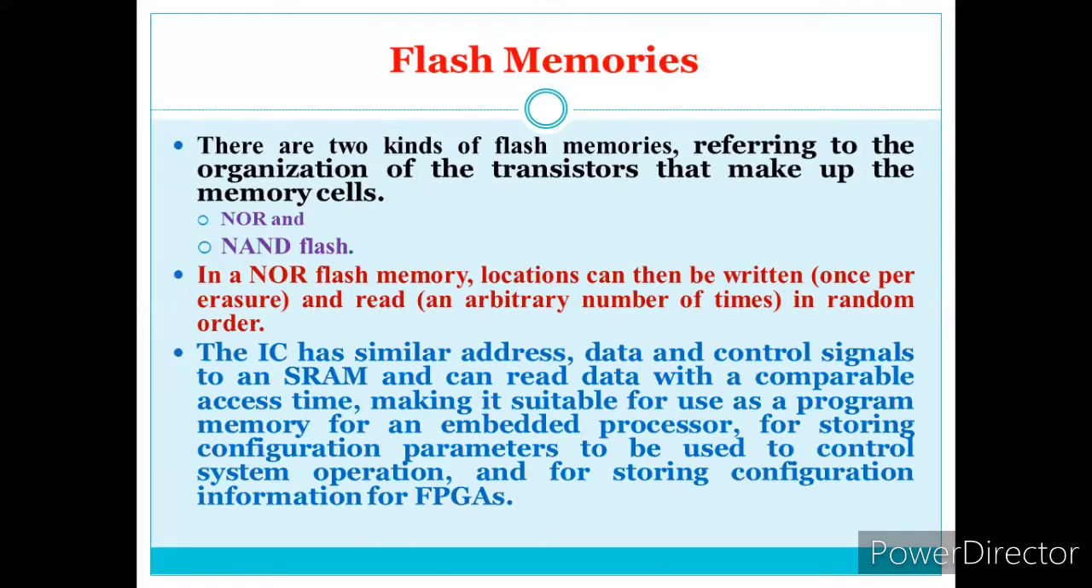The IC has similar address, data and control signals to those of an SRAM itself, and can read the data with comparable access time, making it suitable for use as a program memory for an embedded processor, for storing configuration parameters used to control the system operation, and for storing the configuration information for FPGAs. So wherever embedded processors are used, we can use this kind of memory, or where FPGAs are used, we can use NOR flash there. So that's what we have in the NOR.